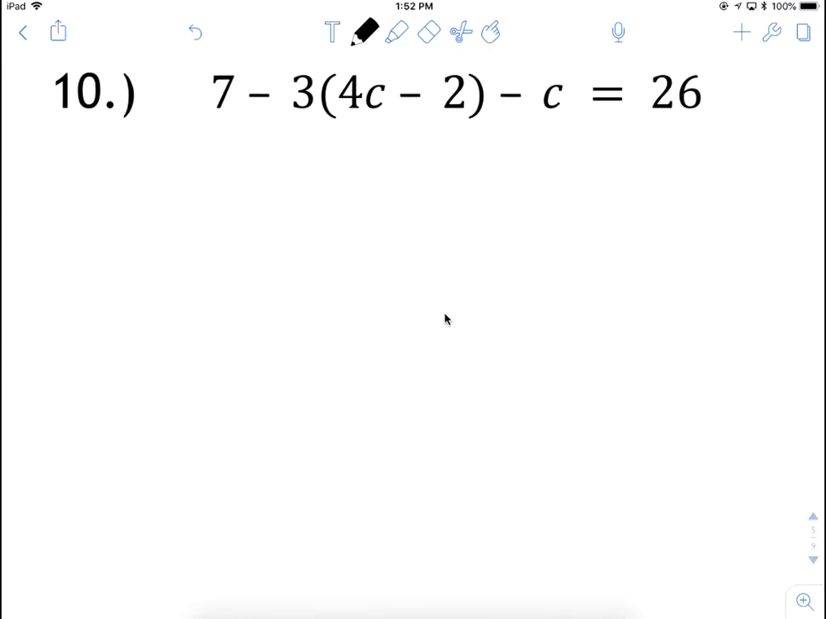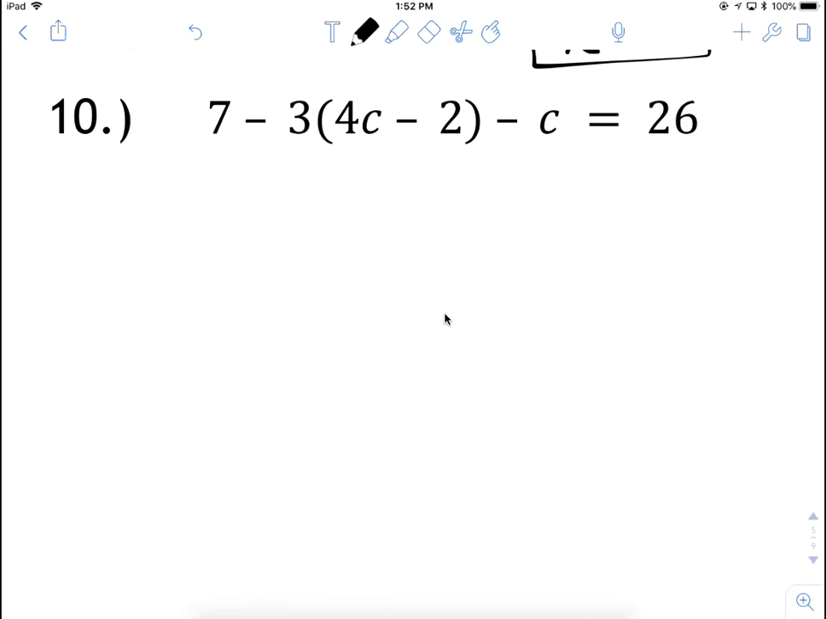Number 10. This one's a little tricky. I'm trying to trick you. So if you look on this problem and you say, who's the number next to the parentheses that I can distribute? You might say 3, but you got to be careful. What kind of 3 is that? It's a negative 3. So if I take a negative 3, this whole thing right here, and I distribute, now I have to watch my signs. Negative 3 times 4c makes a negative 12c. Negative 3 times negative 2, well, 2 negatives make a positive when they multiply, so positive 6.